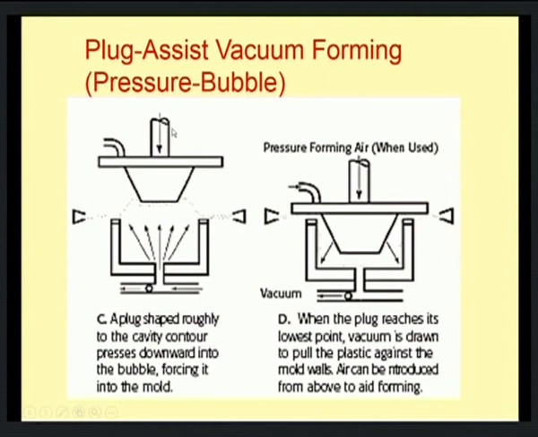In the next step, a plug, of a shape roughly equal to the cavity or contour of this mold, will press it down, forcing the sheet toward the mold. When the plug reaches its lowest point, it does not reach the bottom of the mold, because how far the plug can move is also controlled. Once it reaches the maximum point, the vacuum is drawn through the bottom vent, which pulls the plastic against the mold walls. This ensures that all parts of the plastic sheet touch the surface of the mold at the same time, resulting in uniform thickness.